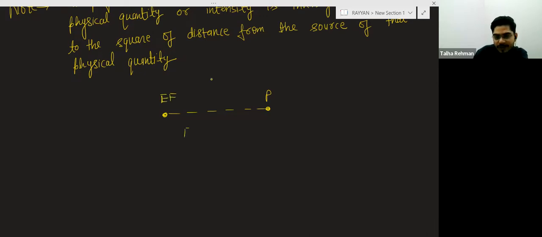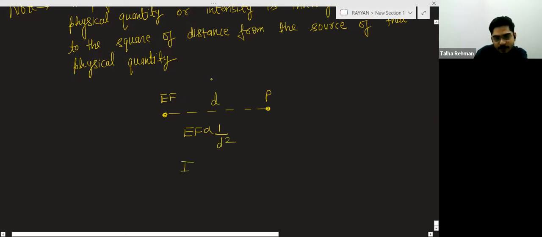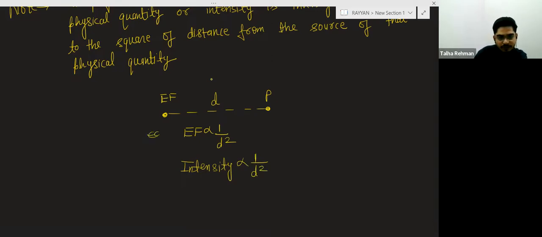So we know that the electric field follows the inverse square law. Suppose this is the distance d, so this will become d square. So you can say the intensity of electric field will be inversely proportional to the square of the distance. Okay, this is just the example.